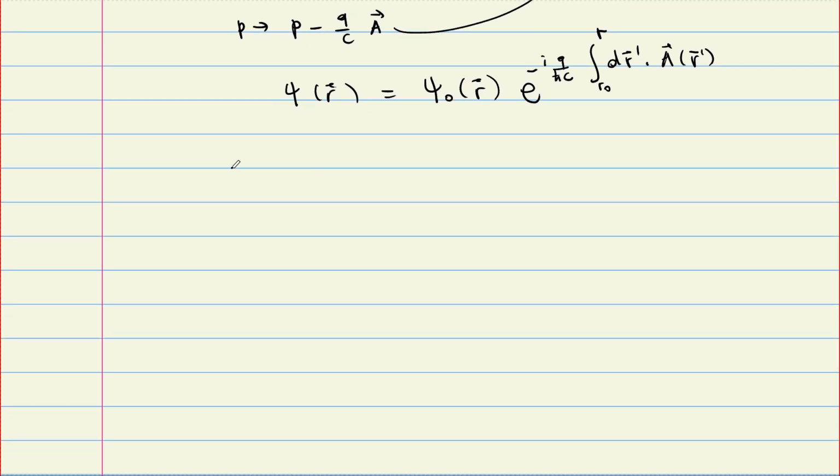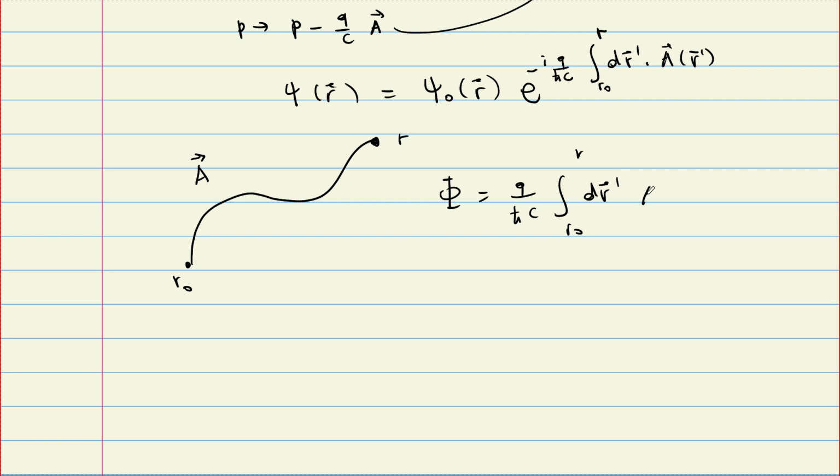So then if a particle goes in a trajectory from r0 to r, and there is a background magnetic field parameterized by vector potential a, that particle is going to just experience a phase shift given by, let me write it like this, phi is equal to q over h bar c integral from r0 to r, dr prime dot a of r prime, and this additional phase is called the Aharonov-Bohm phase.